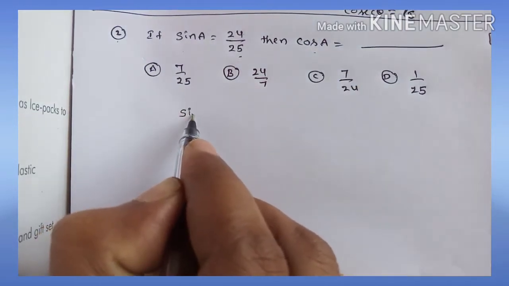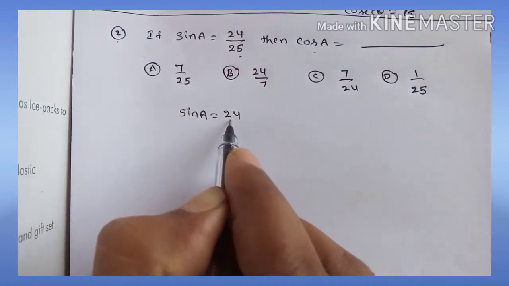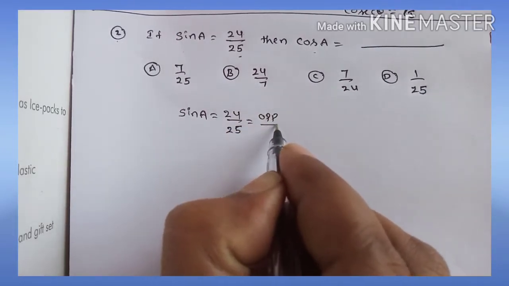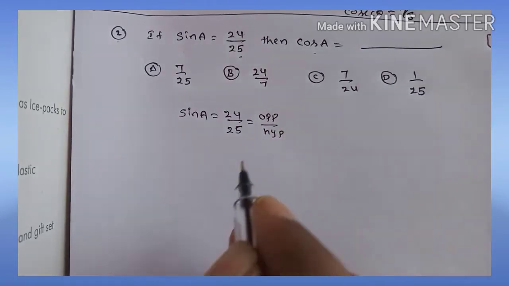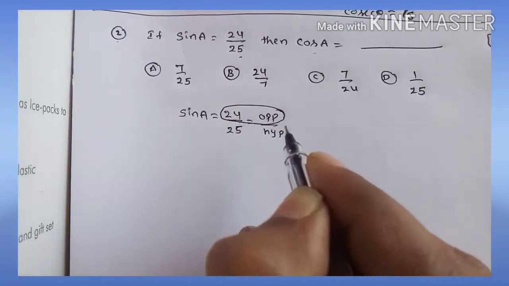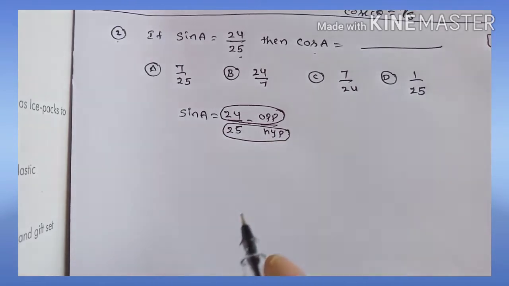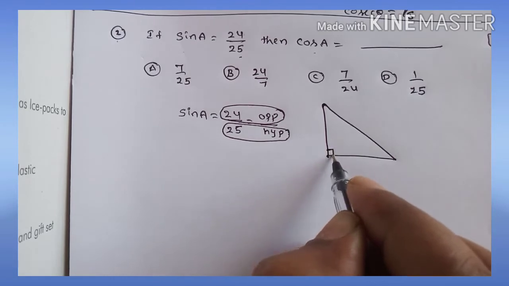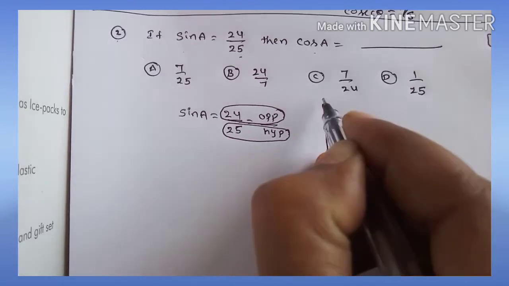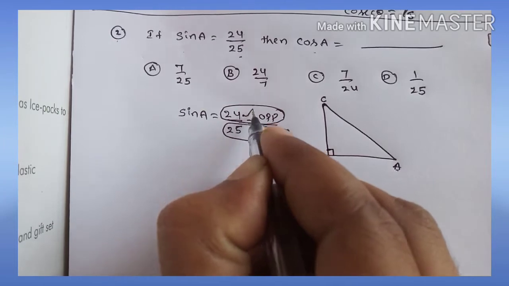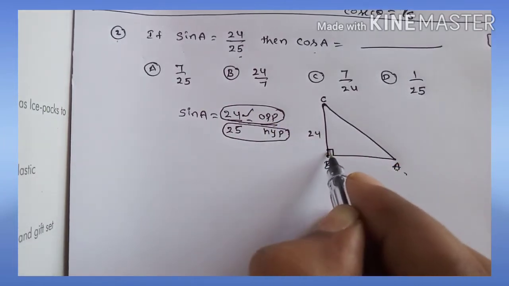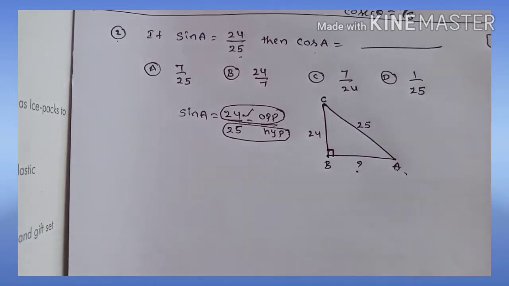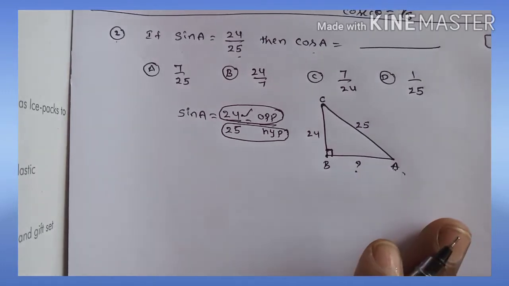We know sin A or sin theta is equal to 24 by 25. The sin theta formula is opposite by hypotenuse. That means we can take opposite value 24 and hypotenuse value 25. We have to apply this in a right triangle. Here is a right triangle A, B, C. For A, the opposite side is 24 and the side opposite the right angle is the hypotenuse. You have to find out the third side by using the Pythagoras theorem.